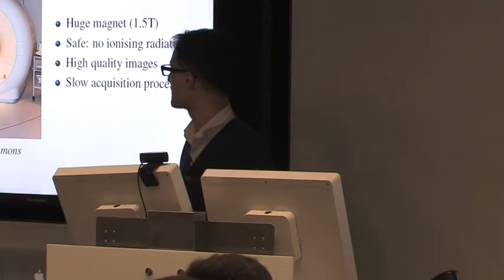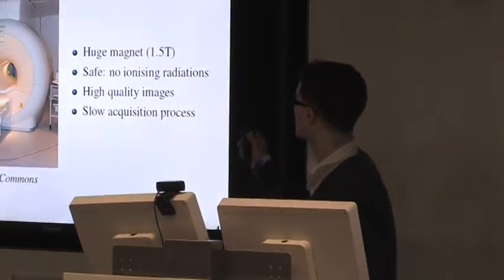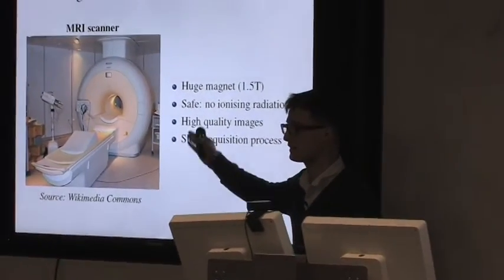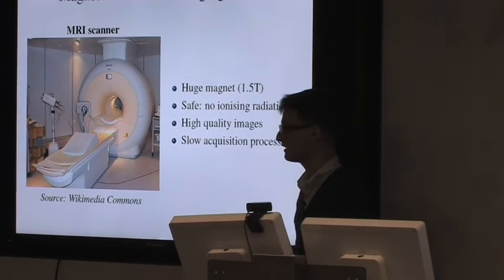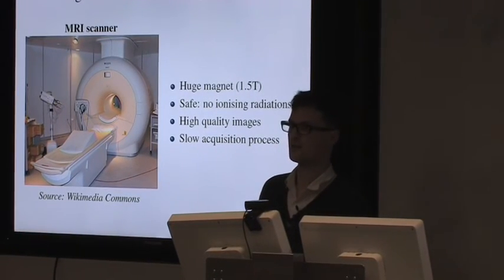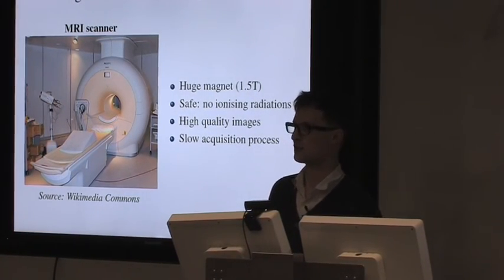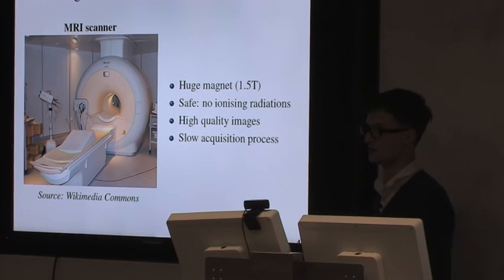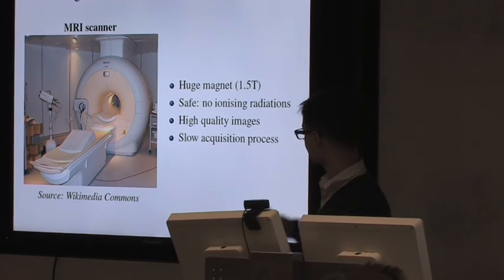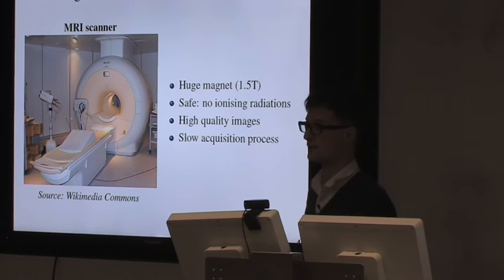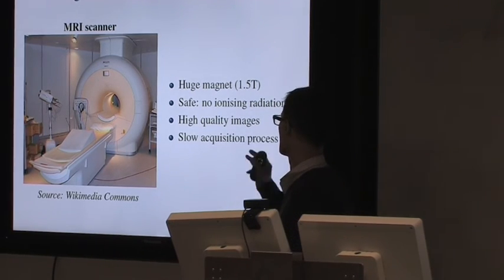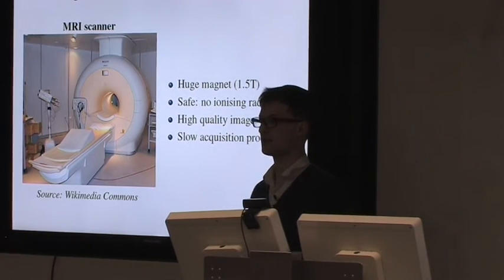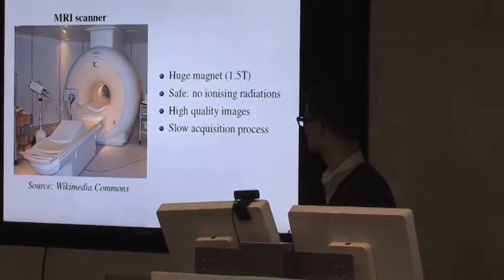So that's an MRI scanner. Mainly, it's a huge magnet, typically 1.5 Tesla. It's safe compared to CT or X-rays, so you can use it during pregnancy. It provides high-quality images, but unfortunately, it's a really slow acquisition process.